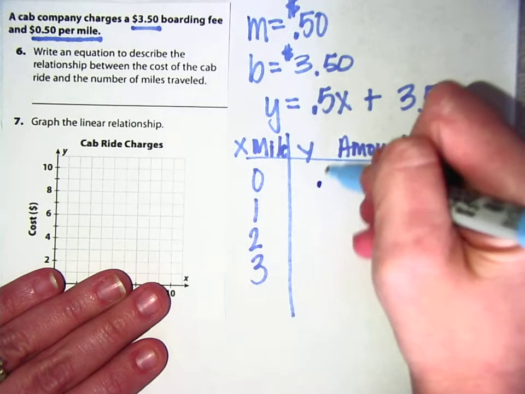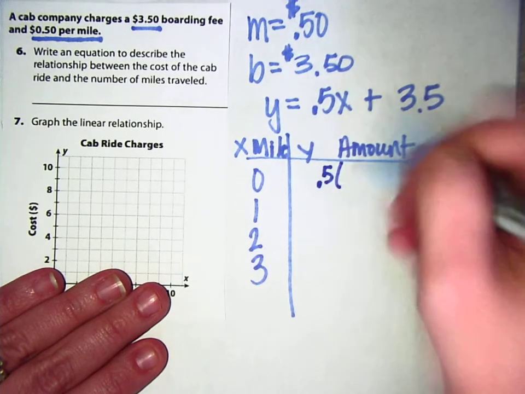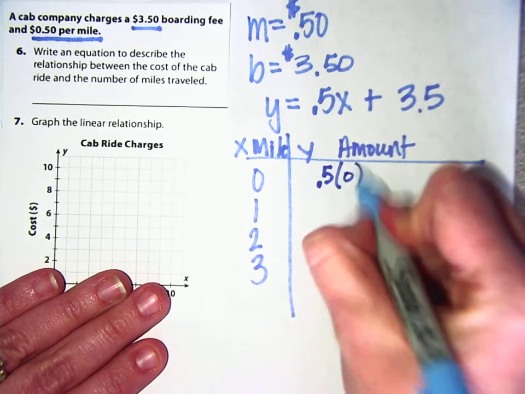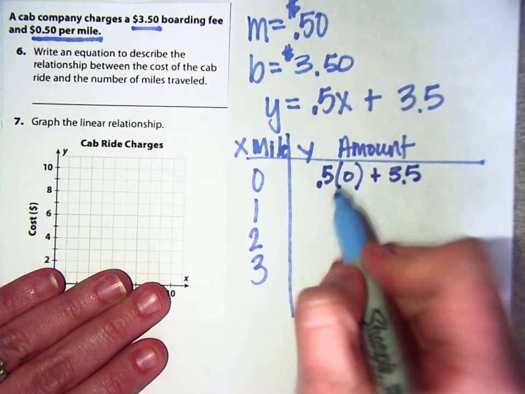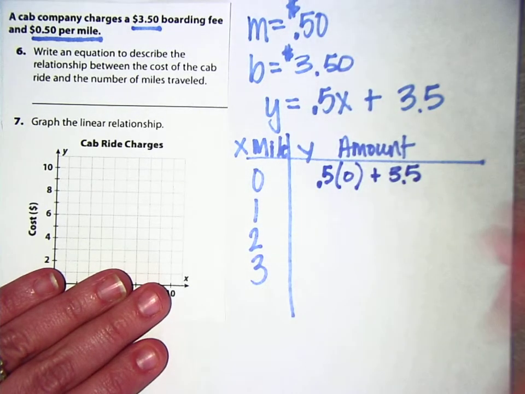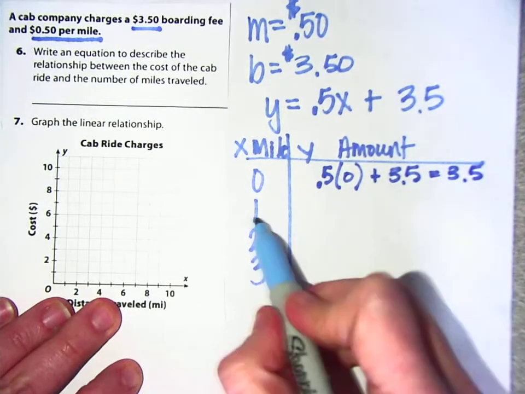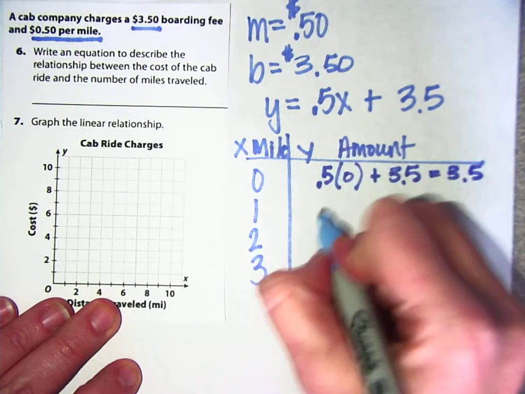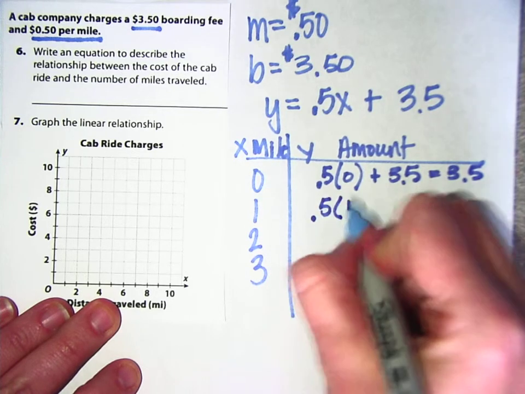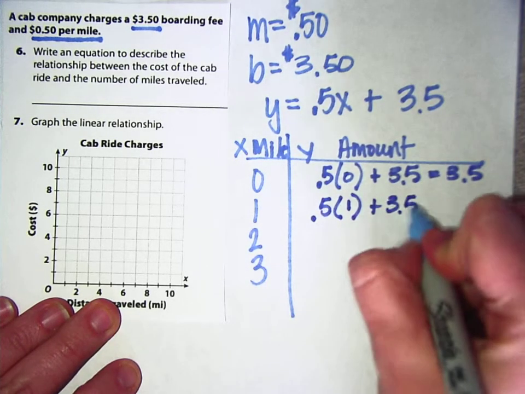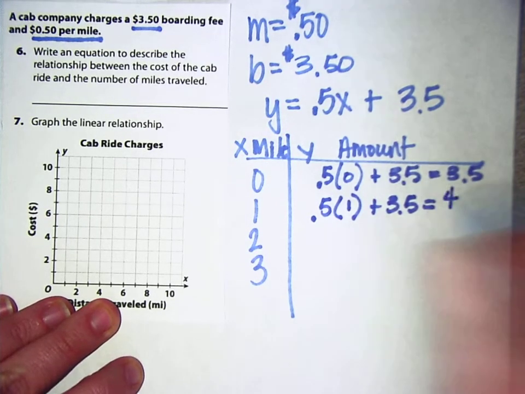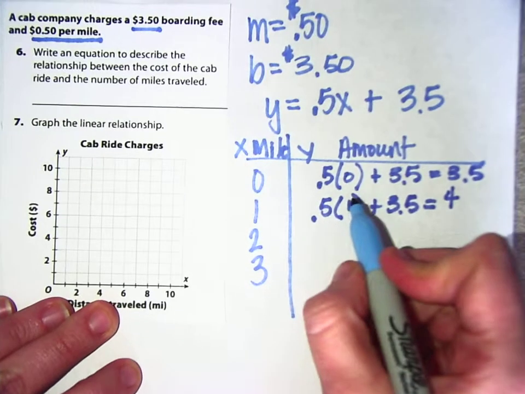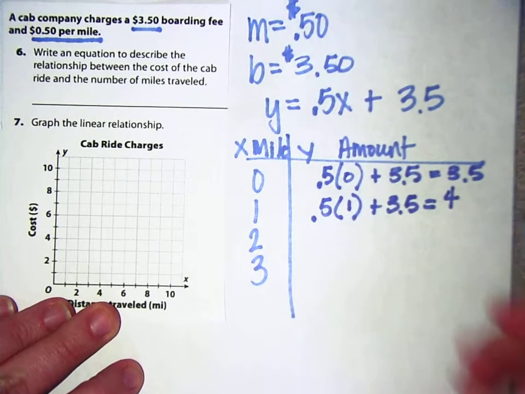So we've got m, which is 0.5, times x, which in this case is 0, plus 3.5, which is b. Now, anytime we multiply something by 0, it's always 0. So in this case, our y is 3.5. Okay. Now let's substitute our x for 1 mile. We do 0.5 times 1 mile plus b, which is 3.5. And that equals 4, because 0.5 times 1 is 0.5, plus 3.5 equals 4.